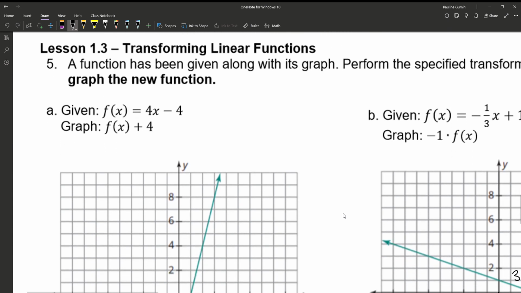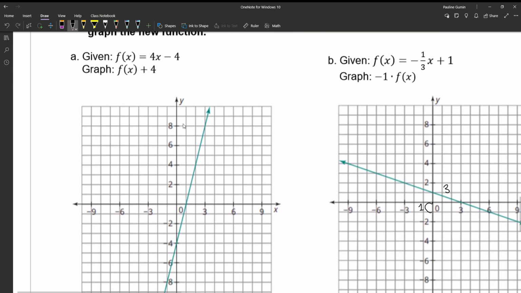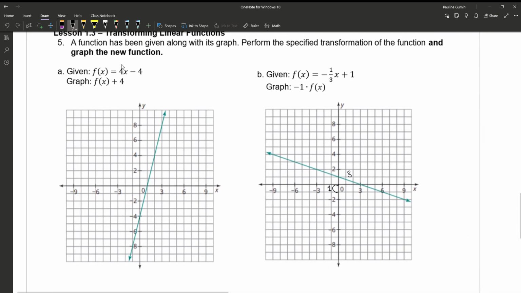Number 5 asks us to transform some linear functions. So in letter 5a, we have the graph of 4x minus 4 already graphed in green. What we're going to do is graph f of x plus 4. So luckily for us, we do have f of x. f of x is our original function, 4x minus 4. And then I'm going to add a plus 4 at the end.